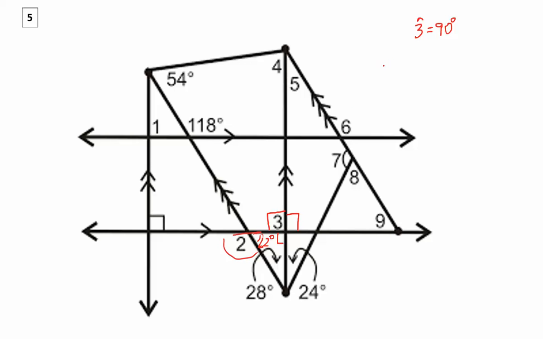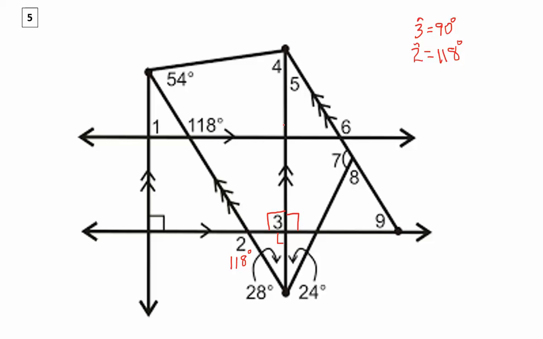And because that's 62, and this is on a straight line, we've got supplementary angles. That angle 2 should be equal to, if I'm not mistaken, 118 degrees. All right, so angle 2 we've now found as being 118 degrees. Let me write that down there. 118 degrees. All right. Let's go for angle 4.